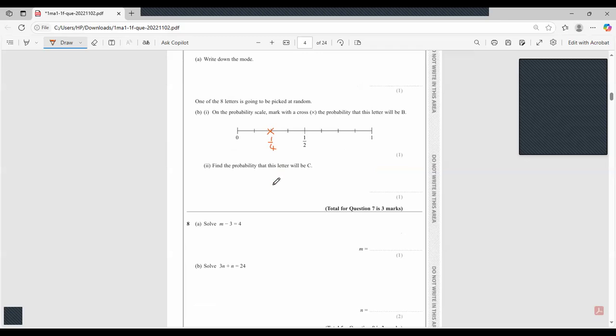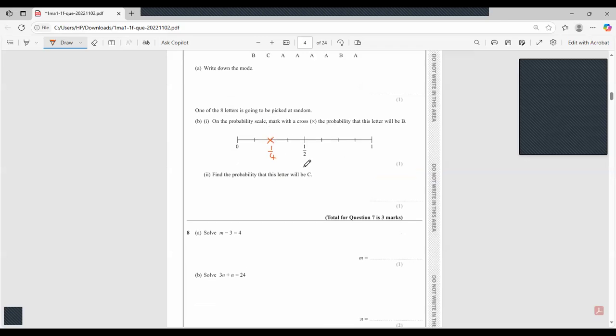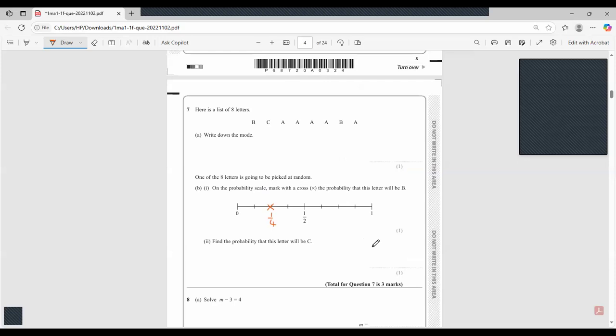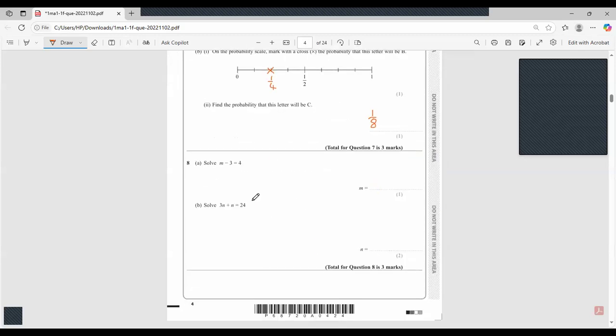Okay, it says find the probability that this letter will be C. How many C's are there? 1. That's simply 1/8, isn't it? Yes. Okay. So can you solve number 8?